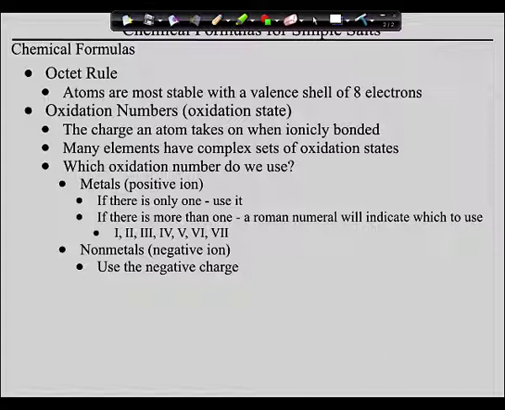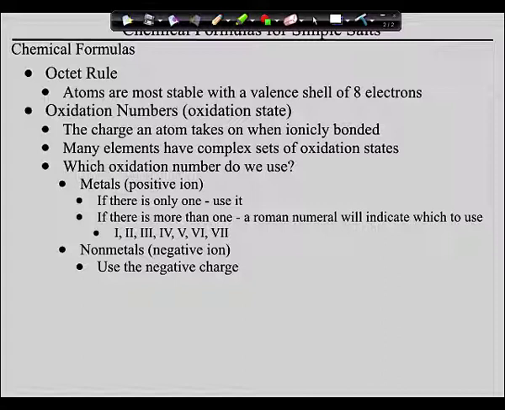How many valence electrons does nitrogen have? 1, 2, 3, 4, 5. How many does it then want? 3. We're going to use minus 3. Oxygen has how many valence electrons? 6. How many does it want? 2. We're going to use minus 2.